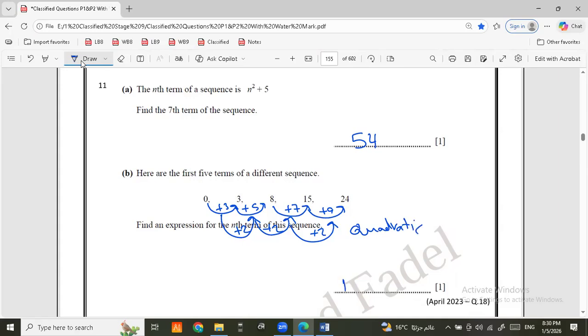So it is n squared. To check for the first term, n is 1. So 1 squared is 1. How many do I need, Ashen, to go to 0? It is minus 1. Let's try for the second term. 2 squared is 4, minus 1 is 3. 3 squared is 9, minus 1 is 8. It worked.